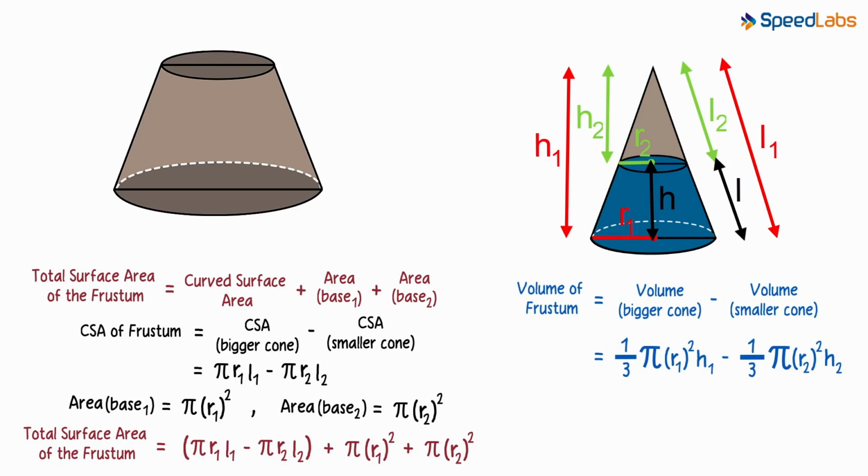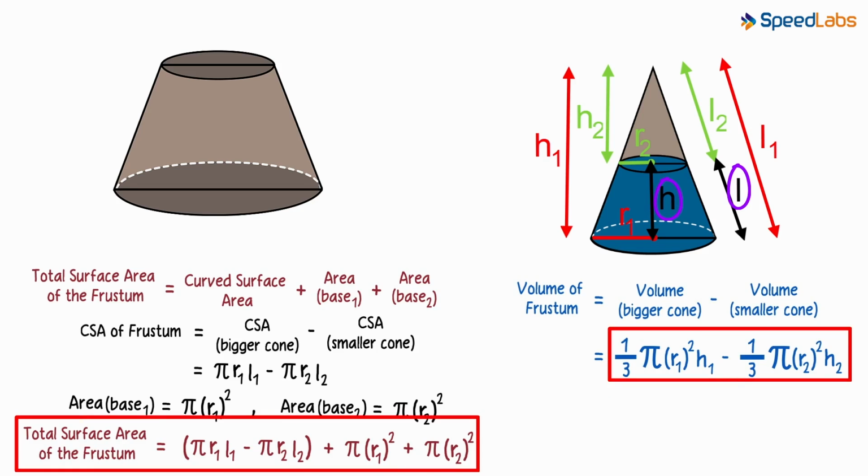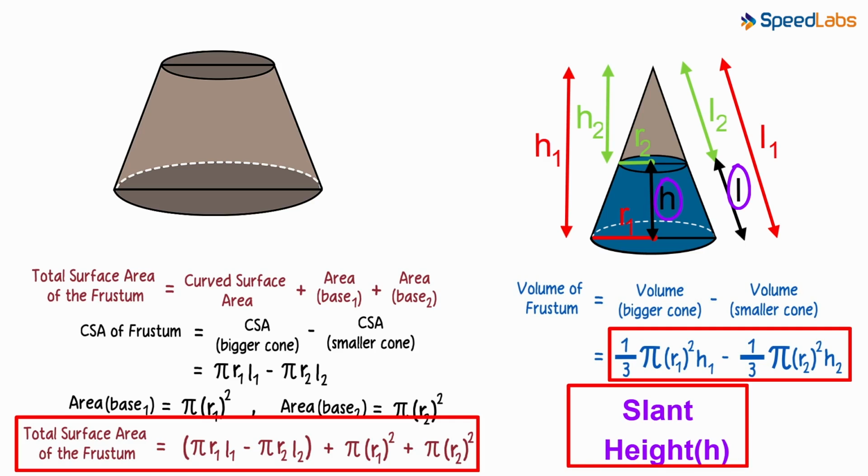But do you notice something interesting? You must have noticed that we haven't really used the parameters L and H in our formulae. Yes, we haven't used the slant height and height of the frustum of the cone. Does it mean that we don't need them when we're solving examples? We'll see that in the next lesson.